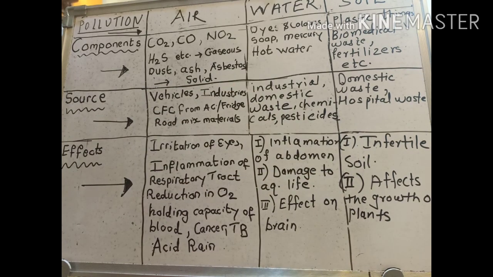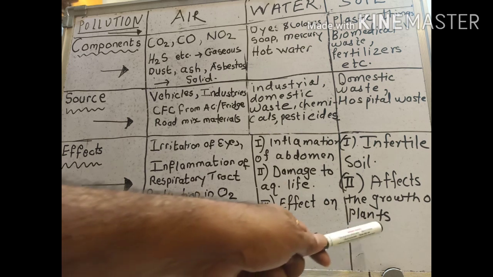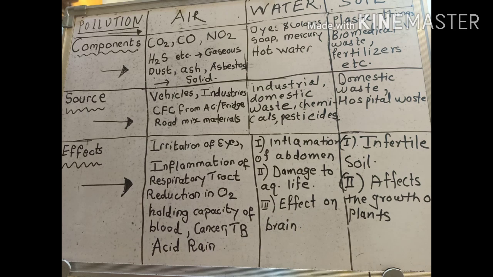Then there is a direct effect on the growth of plants, because if plants absorb the pollutants or the soil becomes infertile, the growth of plants gets retarded or slows down. So obviously there is a direct effect on the growth of plants due to soil pollution.